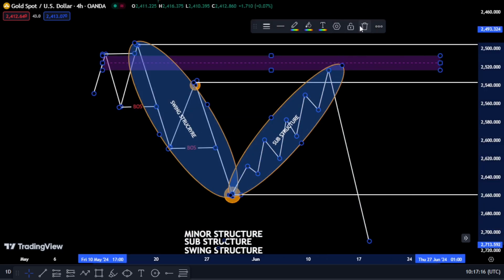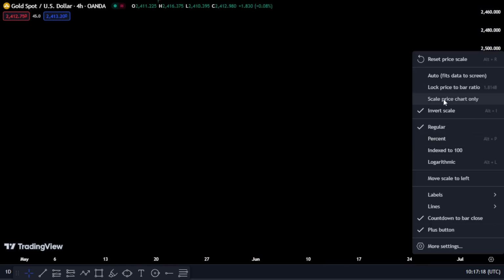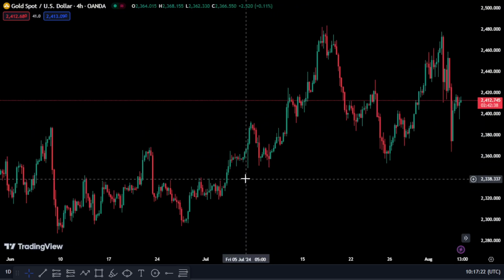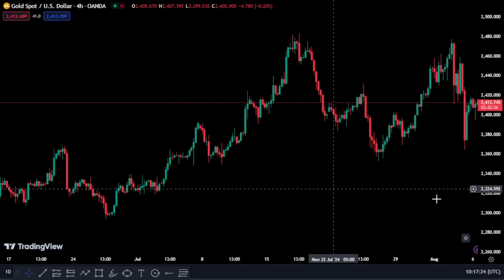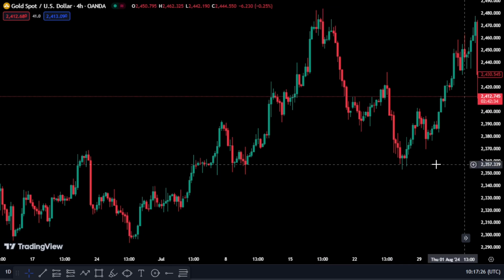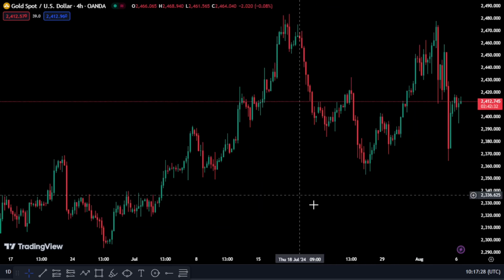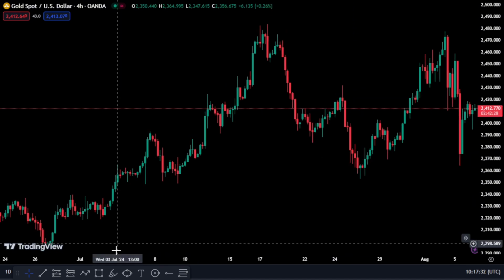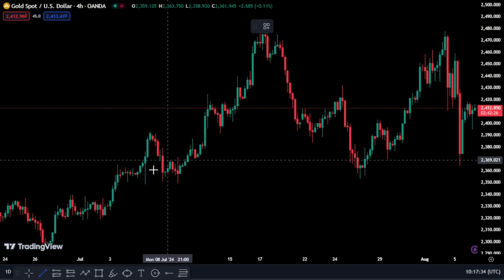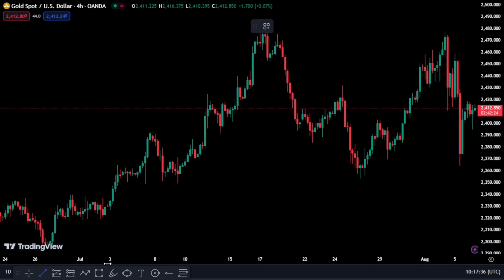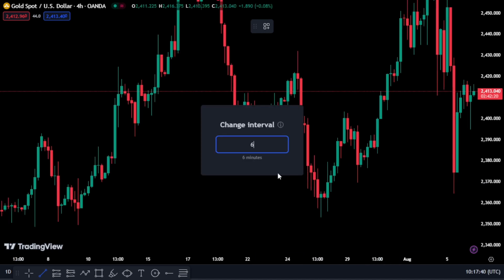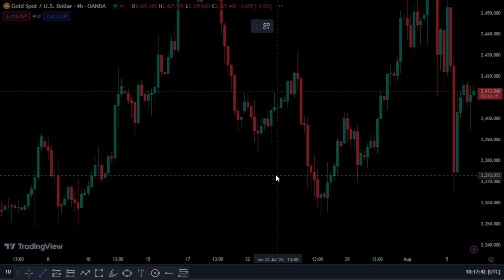Now let me return the chart back. We're just going to look at an example here on gold, the first example. Right here you can clearly see, I'll just zoom in a little bit. Let me go to the 1 hour time frame so that it will be clear. Let's do this together.